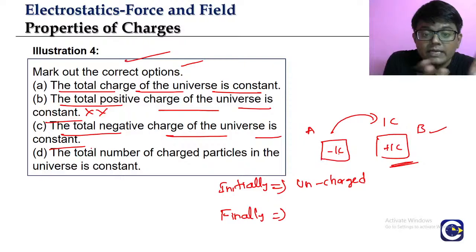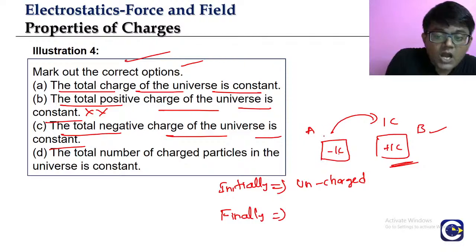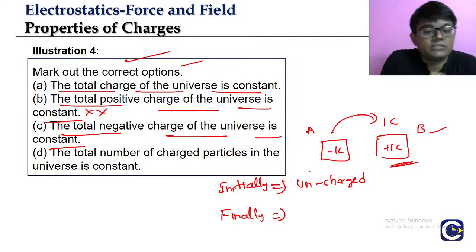C is what? Total negative charge is constant. Same example. Initially both A and B are what? Uncharged. But finally object A is having negative charge. So if we count negative charge, we are going to count that minus 1 coulomb present on A also. We are not counting the charge on A initially. Why? Because that is uncharged.